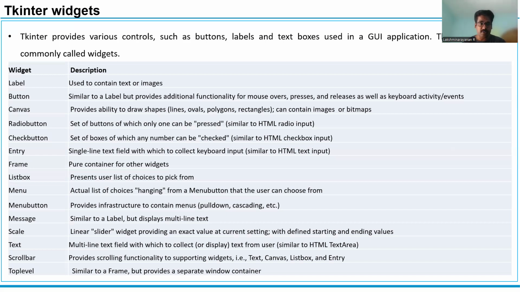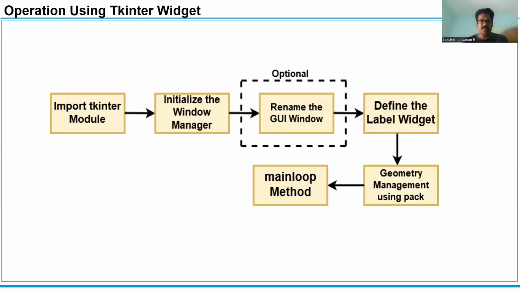And then the entry box, the entry itself, is one of the widgets used to enter text. Then the frame, a pure container for the other widgets. Then the list box and the menu button. We know the menu button is listed at the top of the screen in every application. Then the message to be displayed, that is a message box. And scale, like a scroll bar, and top level, all these are widgets.